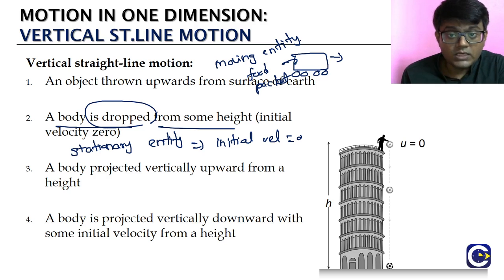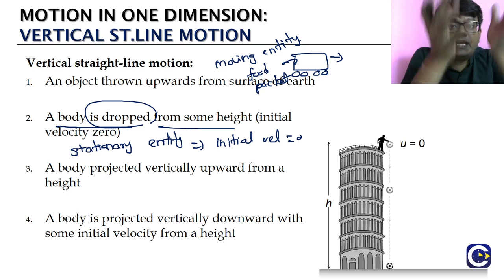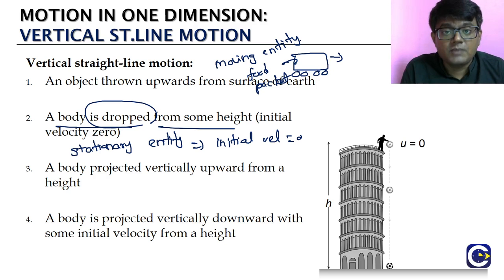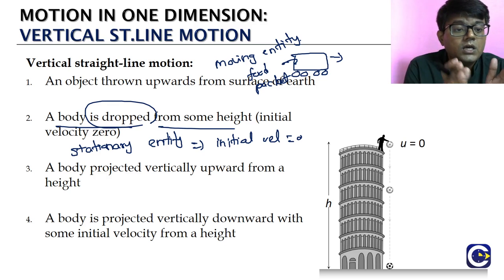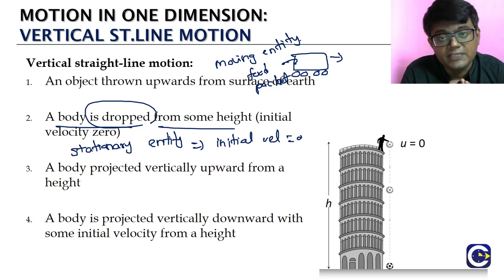In vertical straight line motion also we can drop objects or we can release objects from the moving entity. Like a balloon is going up, we release something from the balloon. A balloon is coming down, we release something from the balloon. Like that we can have. Okay, so if you drop or release any object from a stationary entity, then the initial velocity of the object will be what?